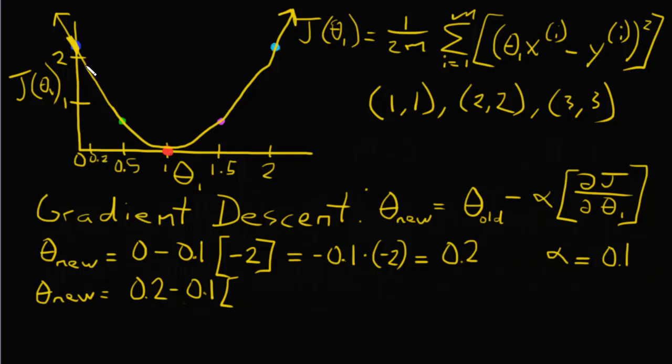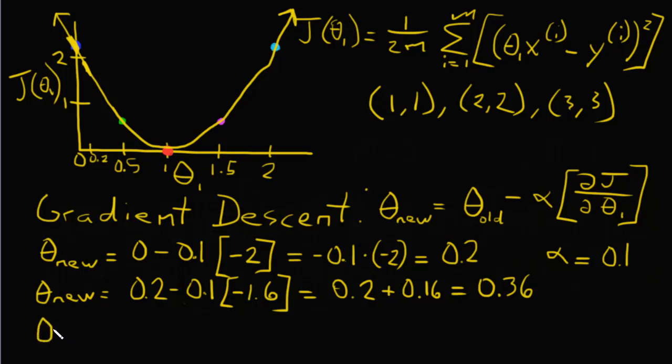So come up here, now look at this slope right here. Maybe it's a little bit less. It should be if I draw my parabola correctly. Maybe it's negative 1.6, just as a guess. Okay, so that's going to be 0.2 plus 0.16, which is going to give me a new theta value guess of 0.36.